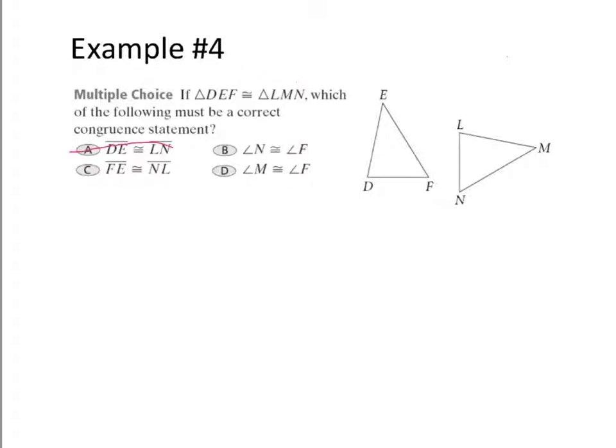Okay, C says FE is congruent to NL. Well, FE is the third and the second one, so that would have to mean N and M are congruent, and they use N and L, so that's false. Okay, then in the fourth example in D, it says angle M is congruent to angle F. Well, M is the second one. F is not the second one in the first triangle, so that doesn't line up either. So my answer is B. N and F are congruent. That's the only choice out of 4 that's correct.